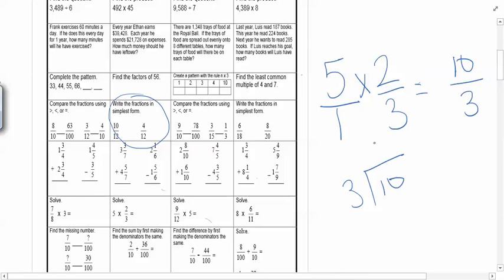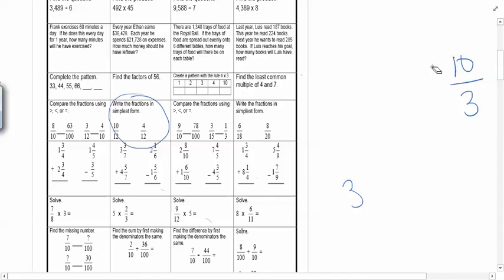3 goes into 10 3 times. 3 times 3 is 9. 10 minus 9 is 1. My 1, which would normally be my remainder, is going to be my numerator. And the 3 stays the same. So 3 and 1/3 is what you get for that problem.